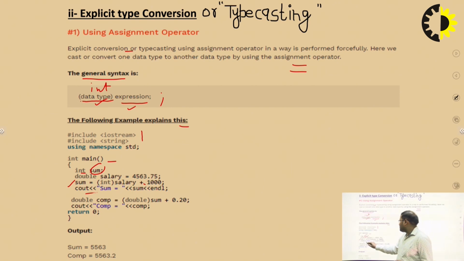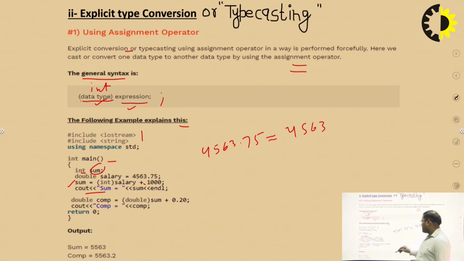When we display the output, the result will come: 4563.75 will be converted into the integer, and it becomes 4563, and after adding the value 1000, the result will come 5563.